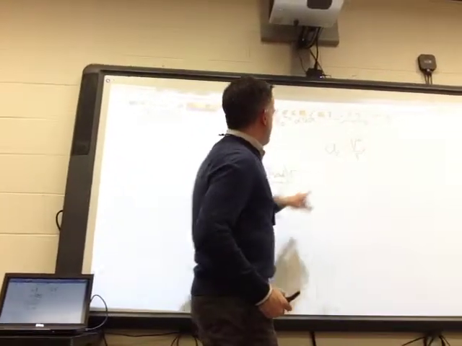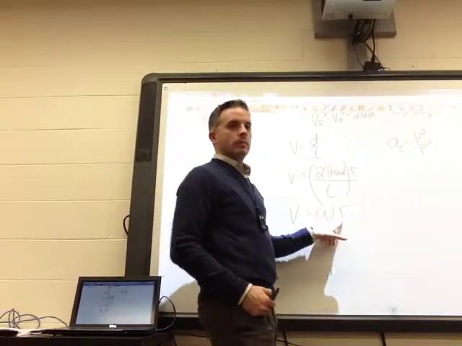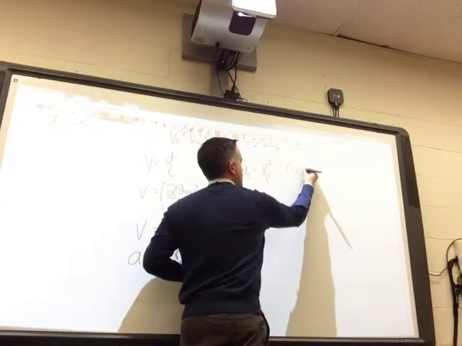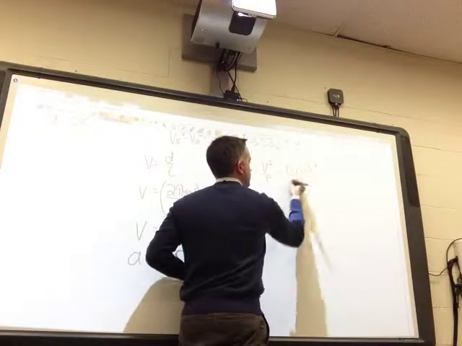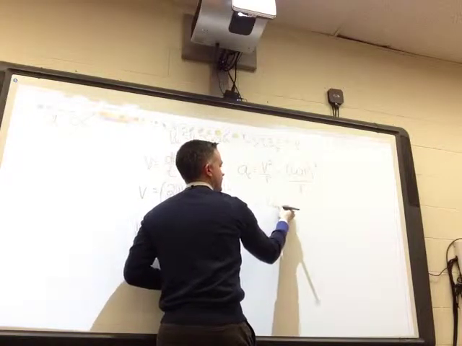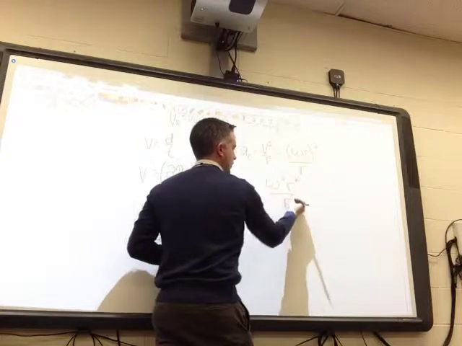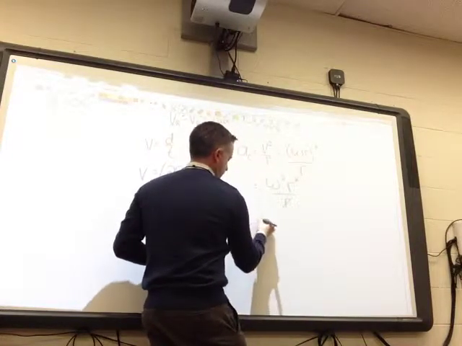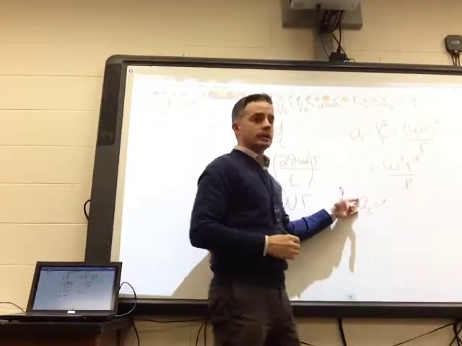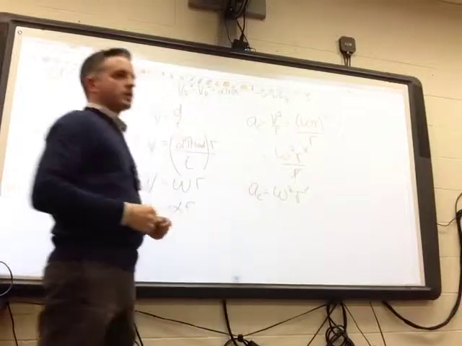So we know that v is omega times r. So if we plug that in up here, we know then that it's omega times r, squared, divided by r. And then that is equal to omega squared r squared divided by r. Those r's cancel out. So another way that we can determine the centripetal acceleration is omega squared times r.